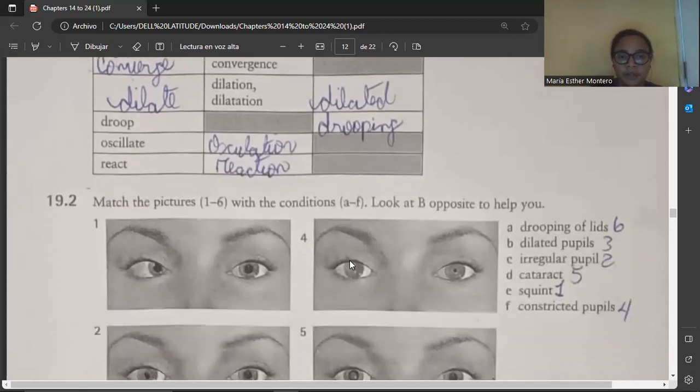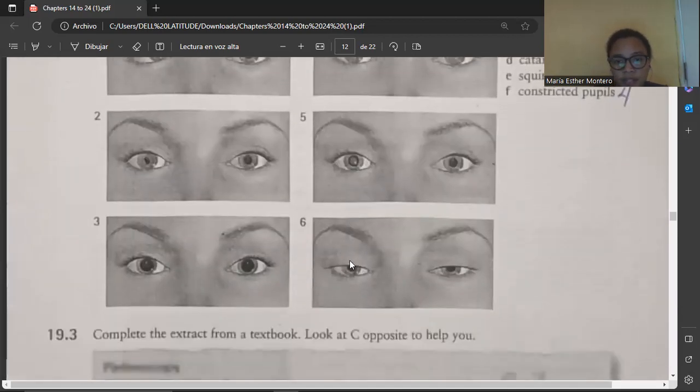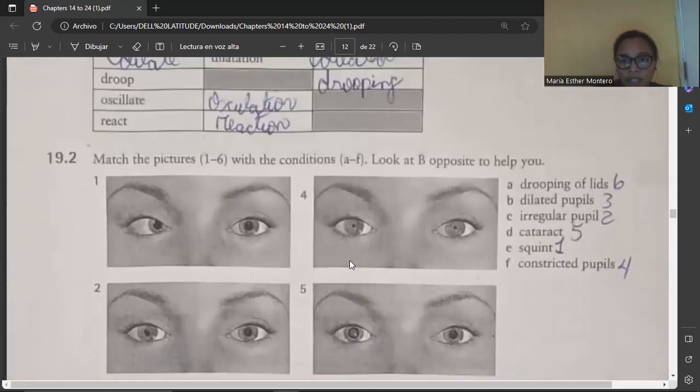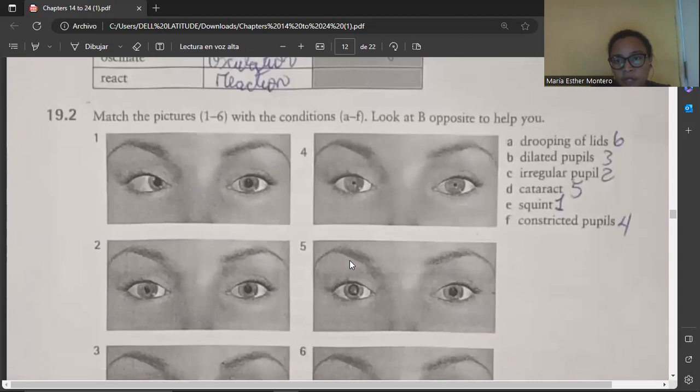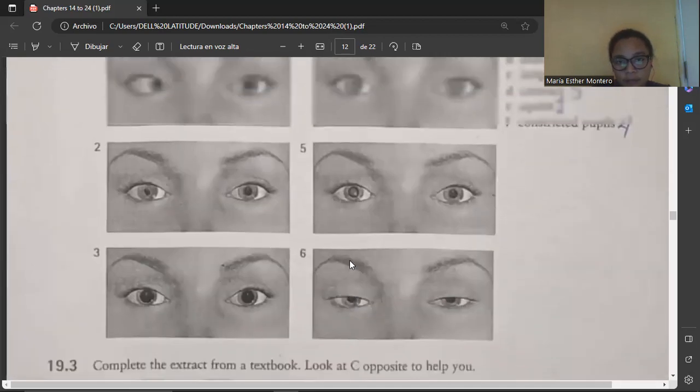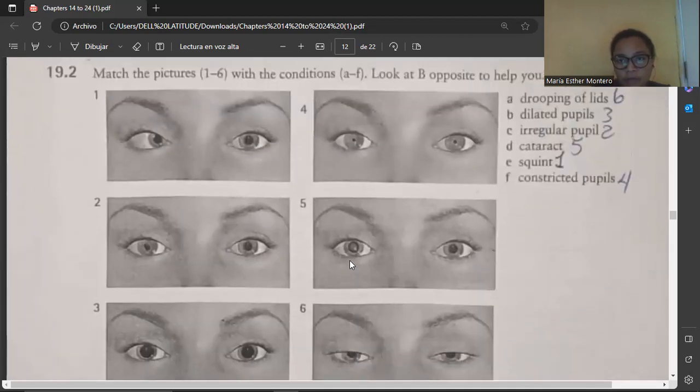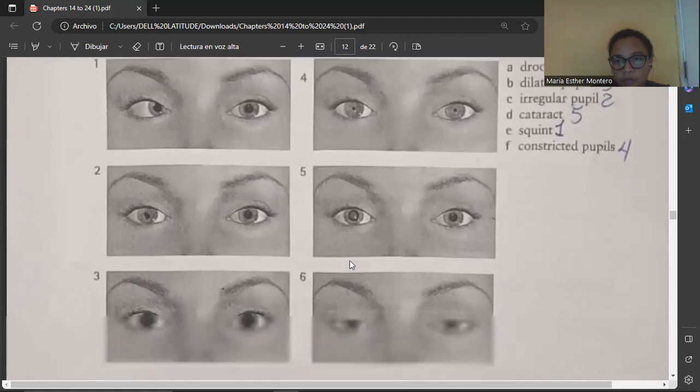19.2. Match the pictures with the conditions looked at. Use the opposite page to help you. Drooping of lids. Slits. Dilated pupils. 3. Irregular pupil. 2. Cataract. 5. Squint. 1. Constricted pupils. 4.